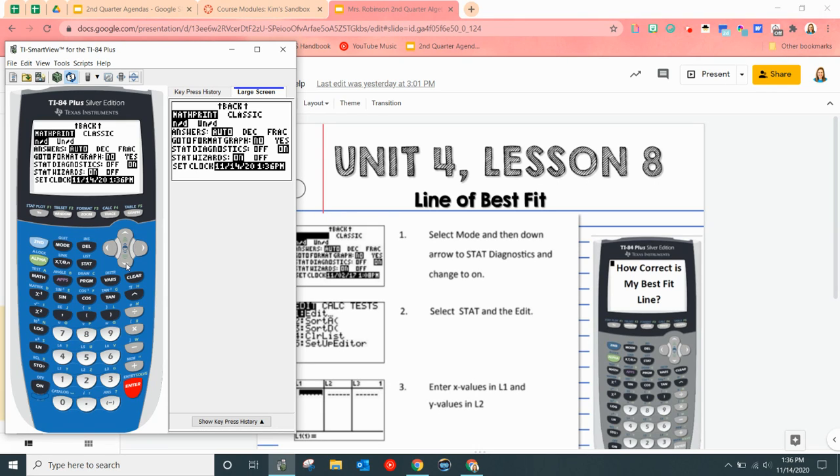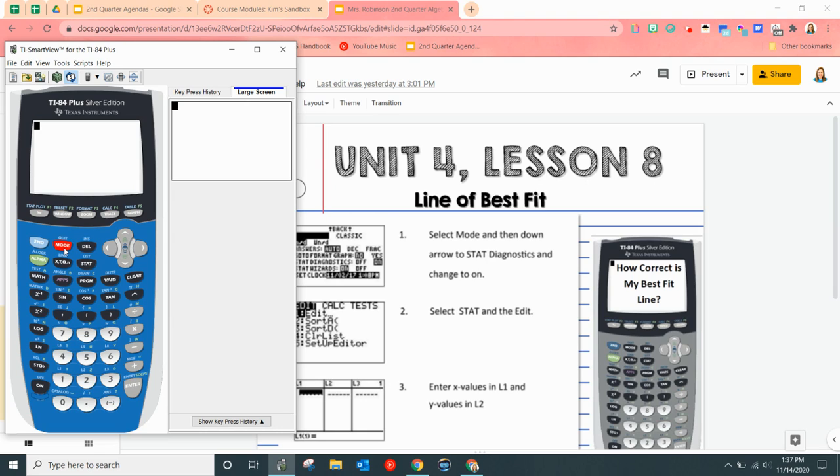So once you've hit enter and turn that on, now you can go back and you could hit any button actually. You could hit second, quit, and it's going to take you back to your calculating screen. That feature is going to stay on. So then the next thing you're going to want to hit is Stat Edit. So you want to hit Stat and then enter for edit.